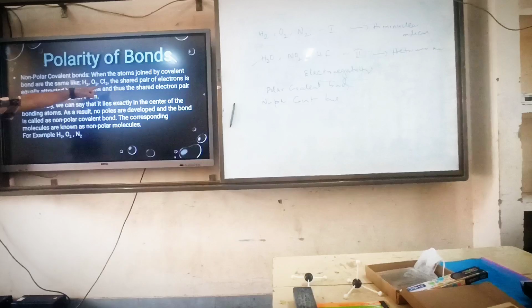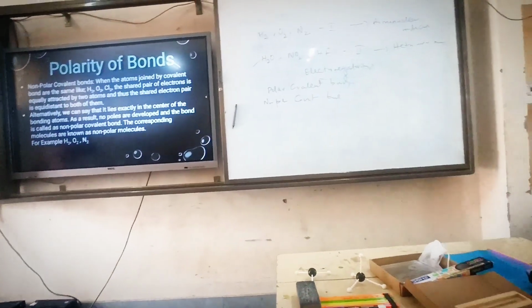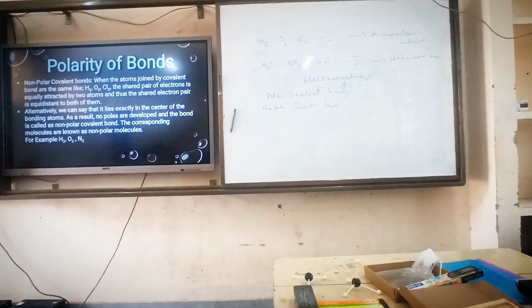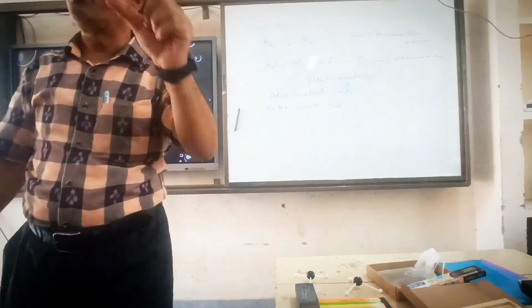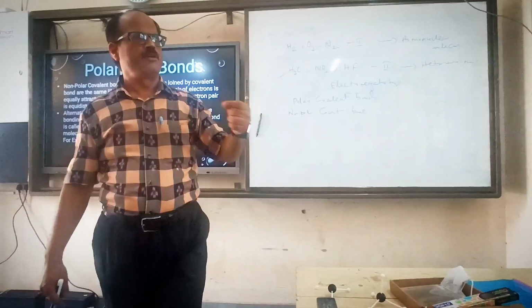H2, O2 and Cl2 have similar kinds of atoms, so definitely it is a non-polar covalent bond, because the same kind of atoms are bonded. So no poles you get. Pole means charge separation. The polarity means electronegativity difference.